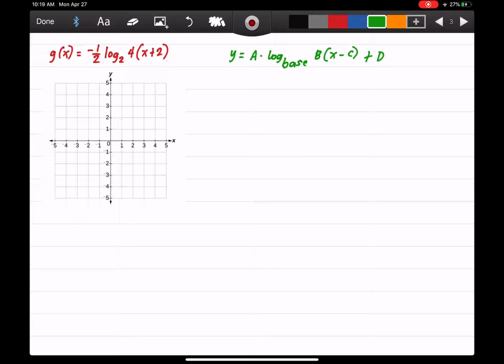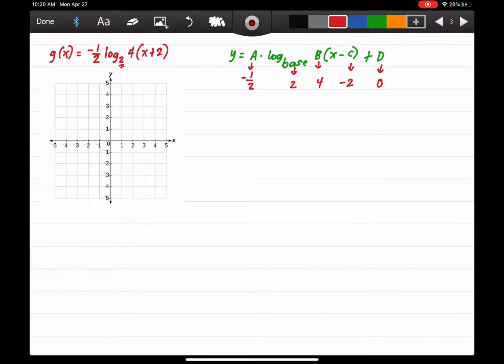Okay, your a is negative 1 half, right? Your base is just 2, right? This one is 2. And the value of your b is positive 4. Your c is negative 2. It's not positive, okay? It's negative 2. And your d is no d, so 0.